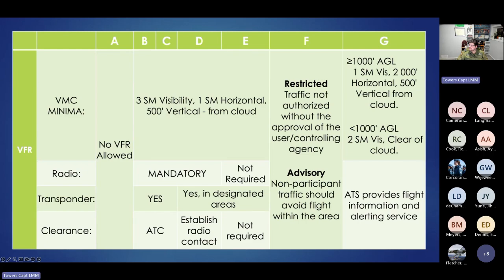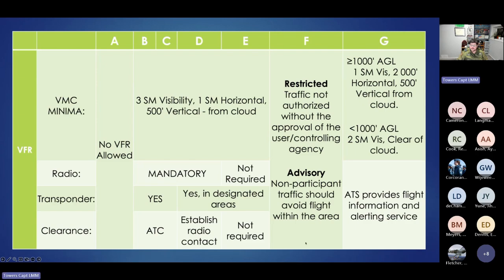Cameron? Yoon? Um, 3 statute mile visibility, 1 statute mile horizontal, and 500 feet vertical from cloud. Yep, that's correct. And can anyone tell me what you would require to enter Class E airspace?